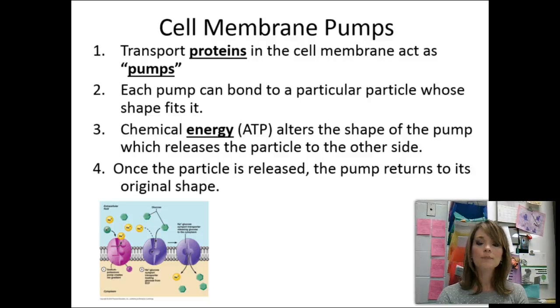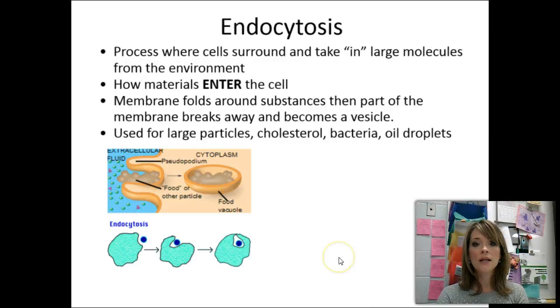Our second type of active transport is endocytosis, and endocytosis is taking in large molecules from the environment. And our prefix endo again means in. It's how materials are going to enter the cell. So you can see here there's material, and what happens is the cell membrane folds around it, and it packages it up into either a vesicle or a vacuole and moves it through the cell. And it does this for larger particles, like maybe bacteria can be destroyed this way, food can be taken in this way, oil droplets, cholesterol, those types of things.